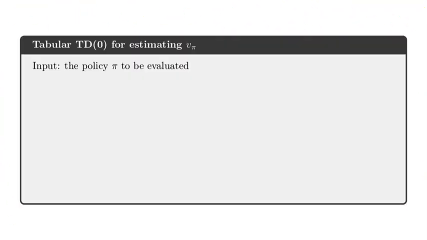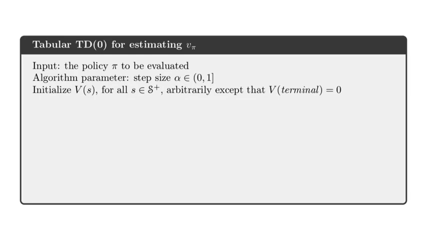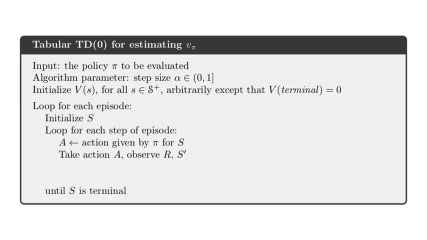We can now fully describe the tabular TD0 algorithm. TD takes the policy to evaluate as input. It also requires a step size parameter and an initial estimate of the value function. Every episode begins in some initial state S, and from there the agent takes actions according to its policy until it reaches the terminal state. On each step of the episode, we update the values with the TD learning rule. We only need to keep track of the previous state to make the update.